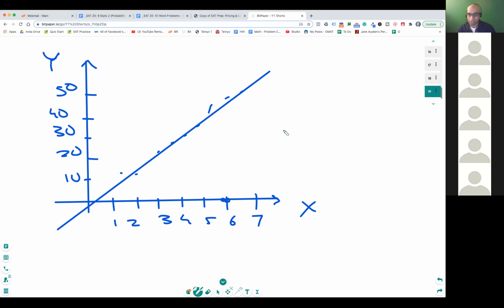Now be careful. Sometimes they might also ask, if y is equal to 30, then what is x equal to? If y is equal to 30, then x is equal to 4, right? Very, very easy to do. So if y is equal to 30, x is equal to how much? Okay, so that's perfect.